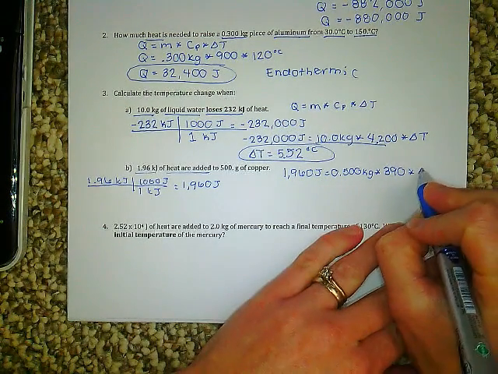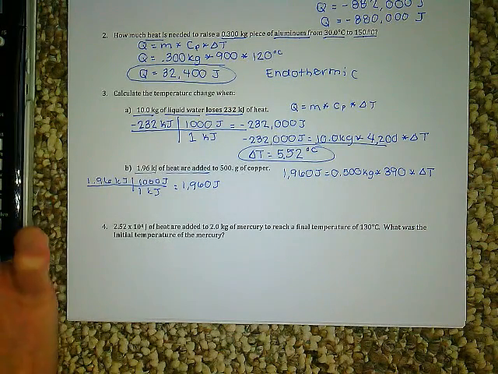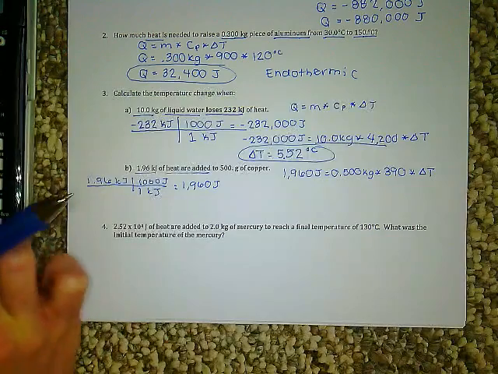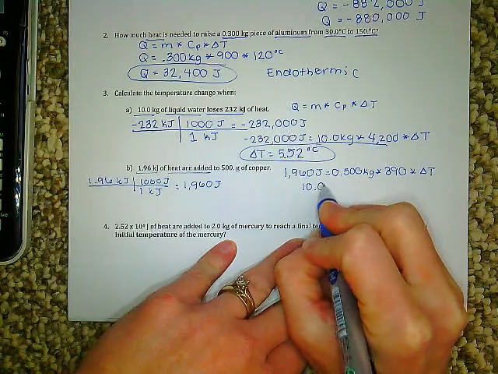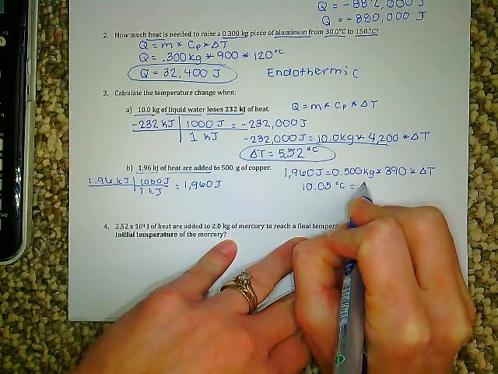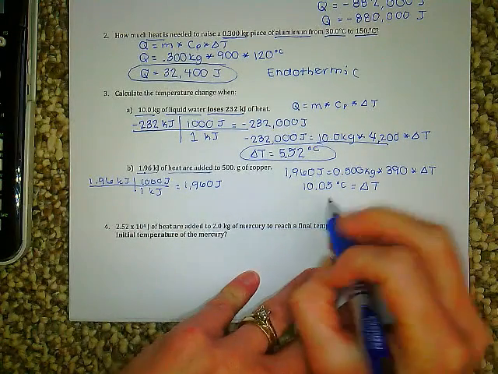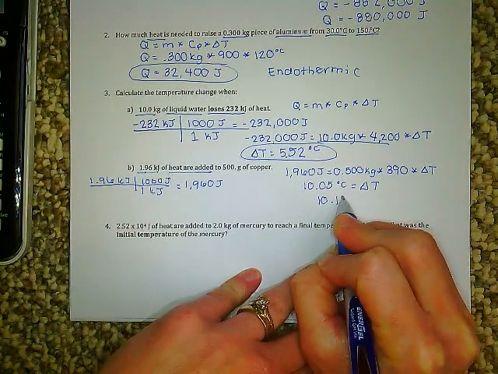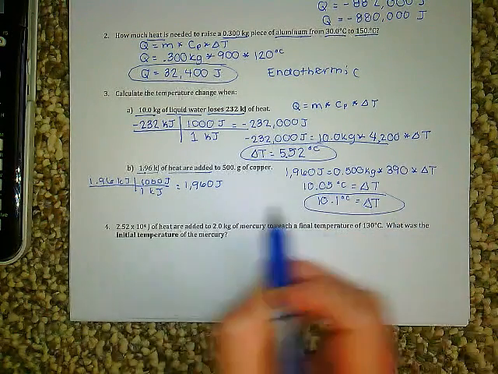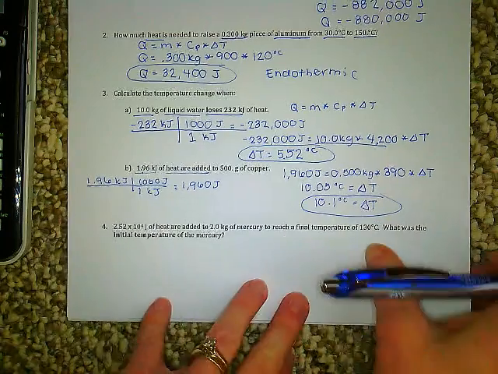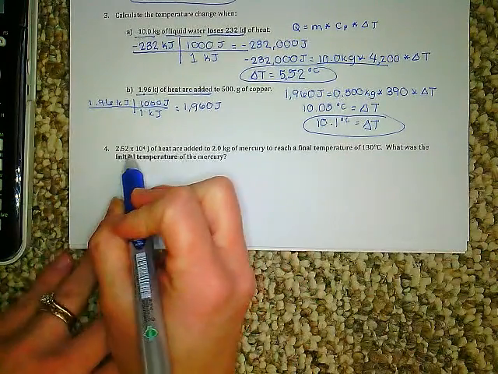And again, we are looking to see what the temperature change is, delta T. So same thing, we're going to take 1,960 divided by 0.5 times 390. And when we put it in our calculator, we get 10.05 degrees Celsius equals delta T. Let's look back originally. 3 sig figs here, 3 sig figs here. So guess what? We want 3 sig figs, which would be 10.1 degrees Celsius. That's what our delta T value is going to be. And note also that positive Q would mean that that's an endothermic reaction.